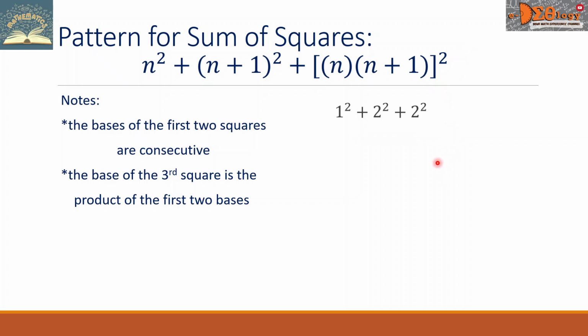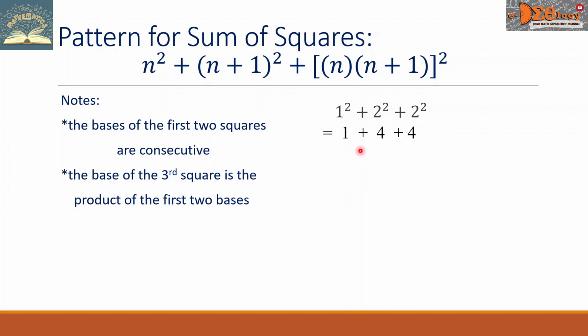Let us see one example. 1 squared plus 2 squared plus 2 squared. In the first square, the base is 1. Second square, the base is 2. Third square, the base is 2. Notice the first two bases, they are consecutive. This is 1 followed by 2. And the third base is the product of 1 times 2, which is 2.